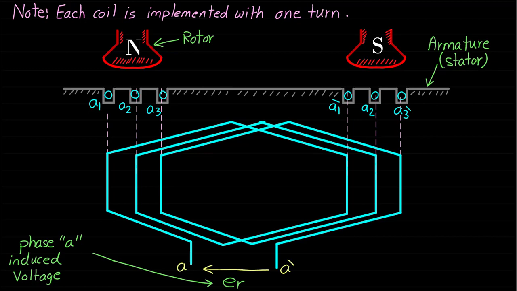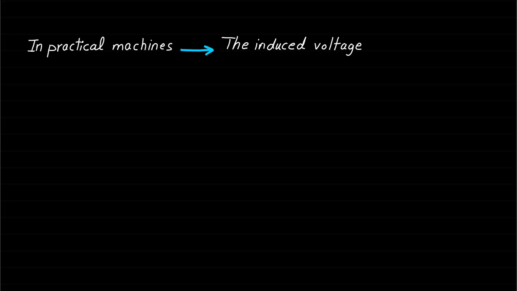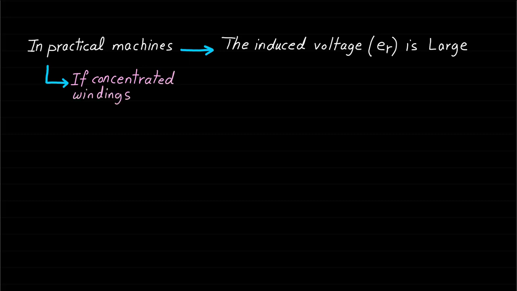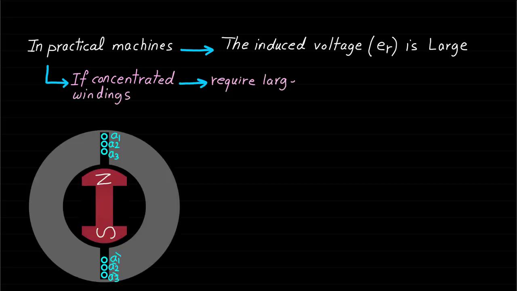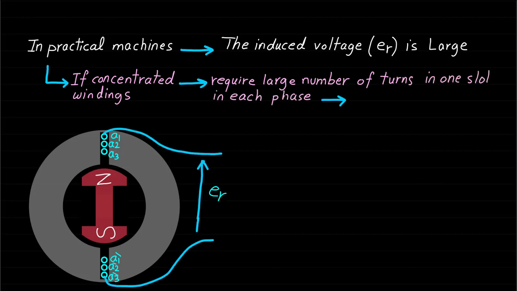We mentioned in previous lectures that in practical synchronous machines, the induced voltage of the armature windings needs to be of a large and appropriate value. So if we use the concentrated winding, a very large number of turns or coils is needed in each phase to achieve high induced voltage E_R. Simply, it is impossible to put all the coil sides into this single slot.